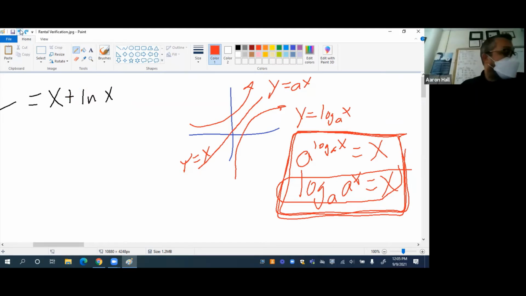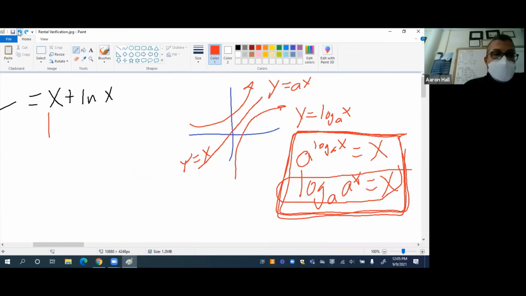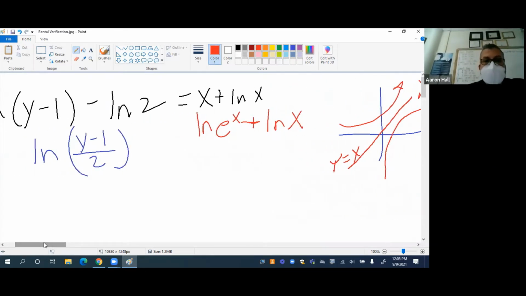Log base e. So I want log base e of e to the x, right? If I have log base e of e to the x, that's the same idea as this, but this is really just ln. So I'm going to rewrite that as ln. So I really have ln of e to the x plus ln of x. Are you okay with that? So this side equals that.